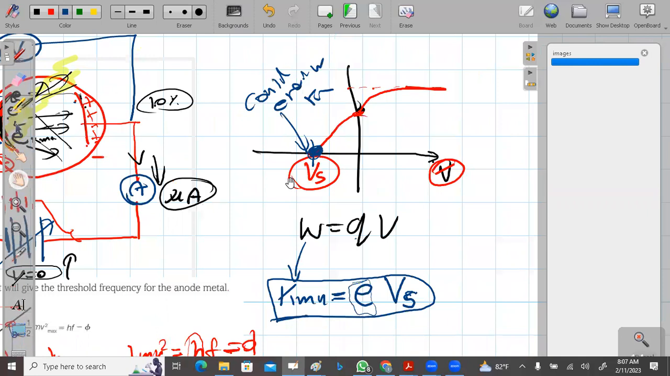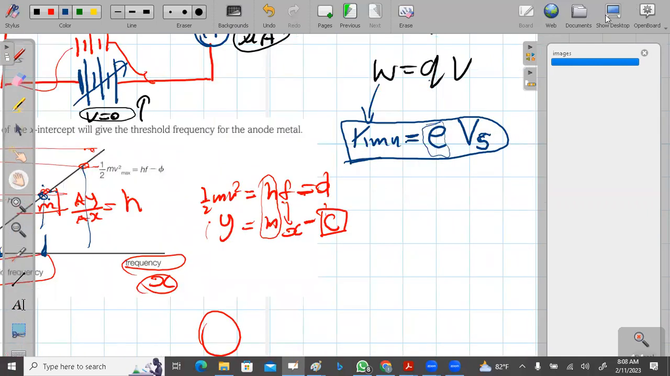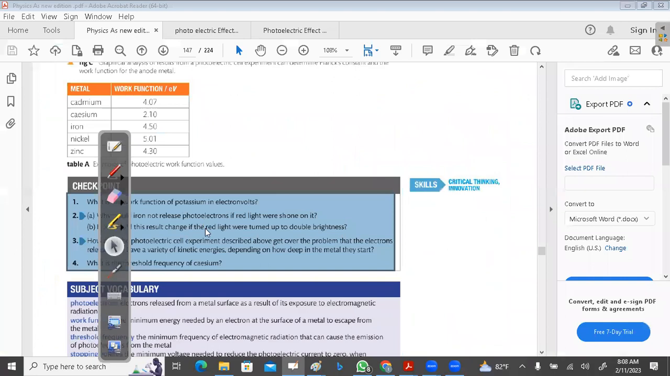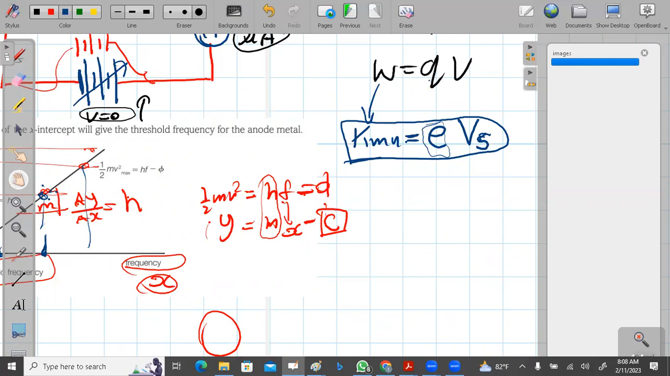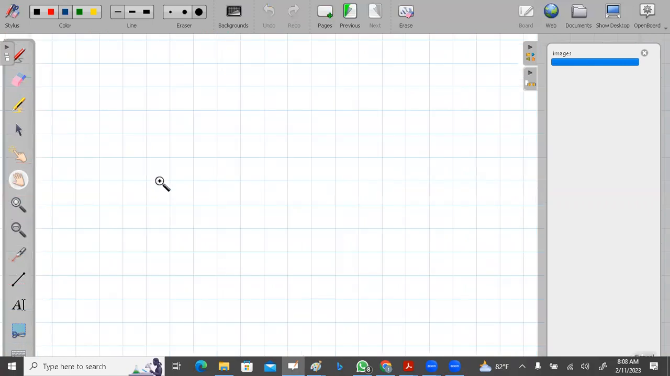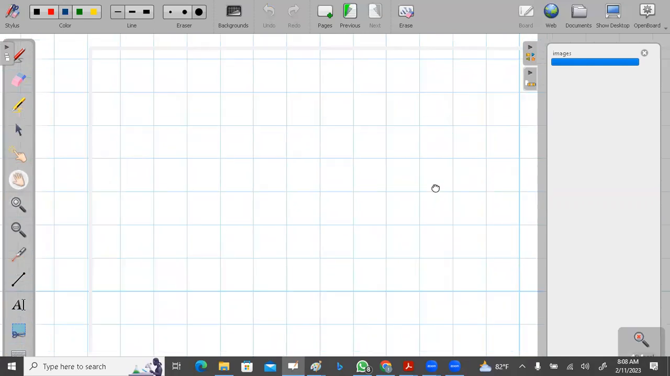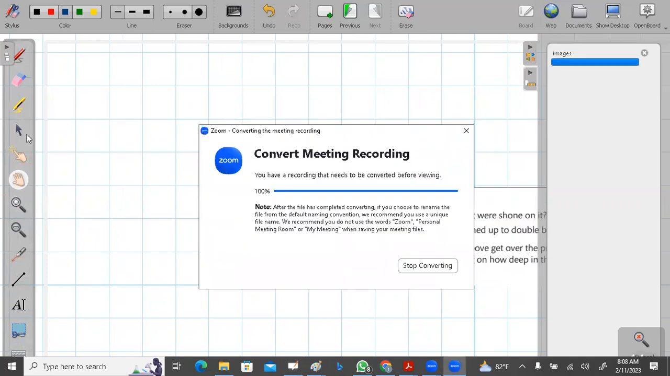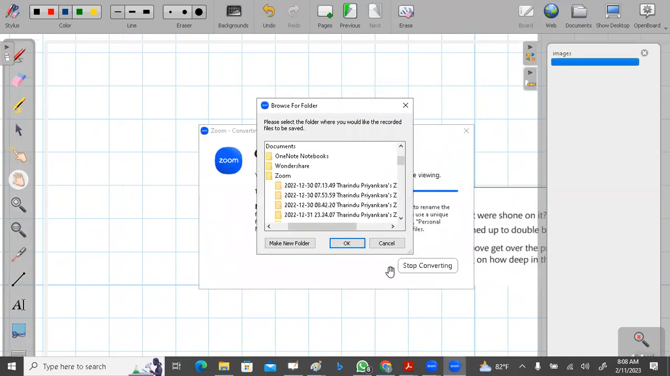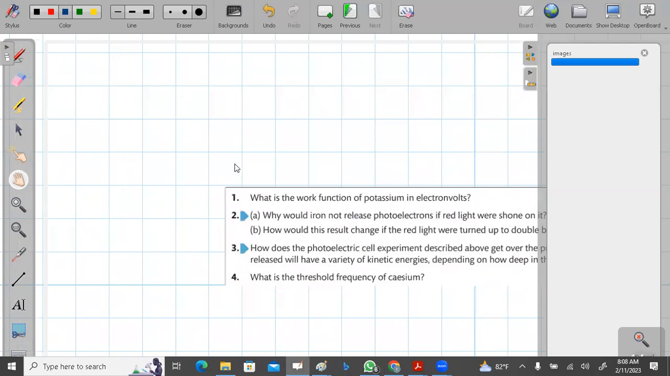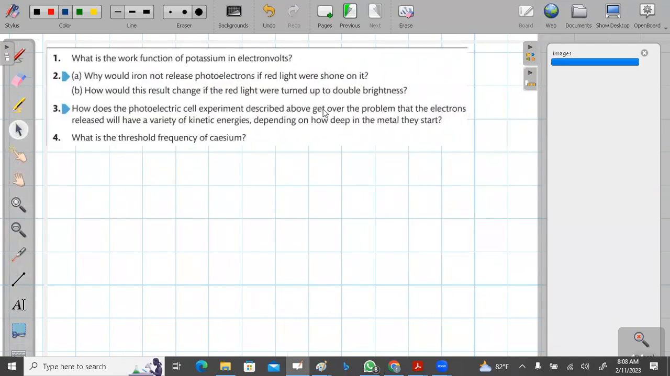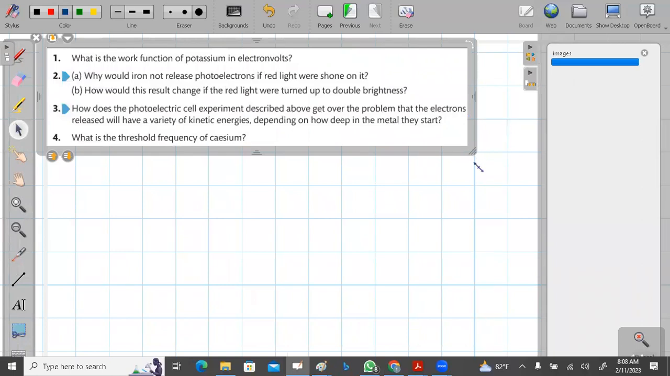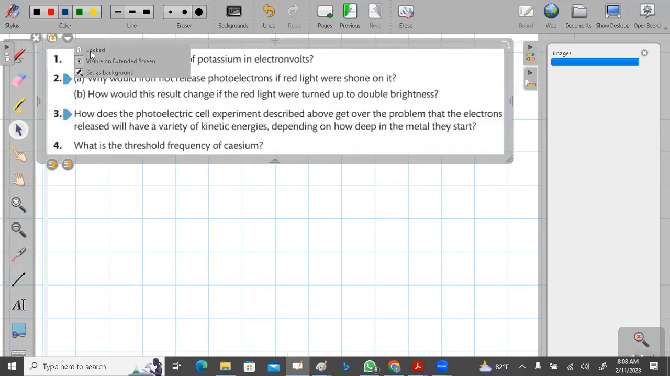The photoelectric experiment is also explained here. Shall we discuss these questions, the checkpoint questions of the book, before going for the tute questions? Yeah, okay, sir. I'll give you 7 to 8 minutes. Finish and let me know.